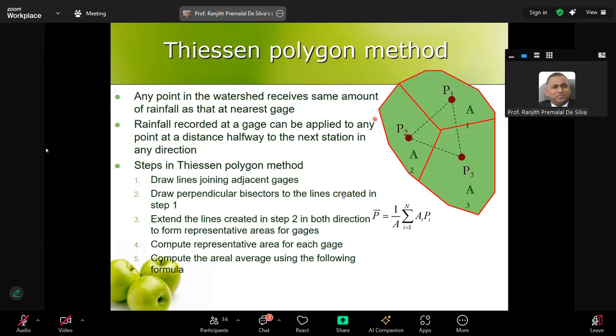Right? So if I color that area, this is the area occupied by station P2.